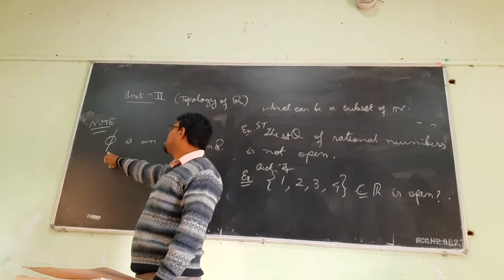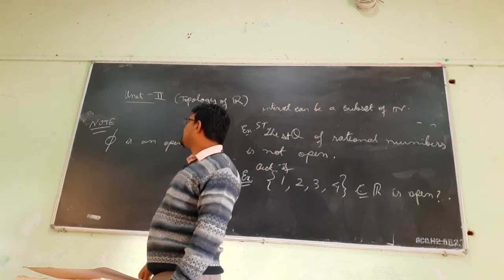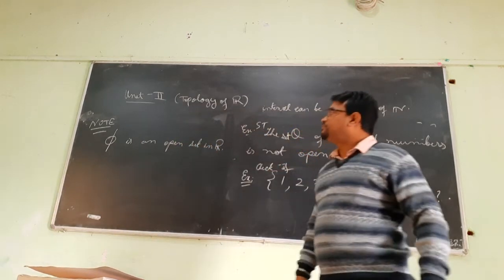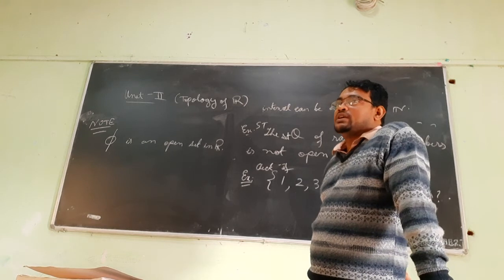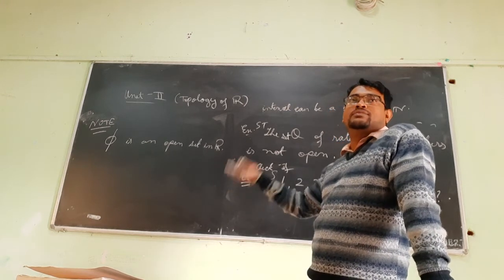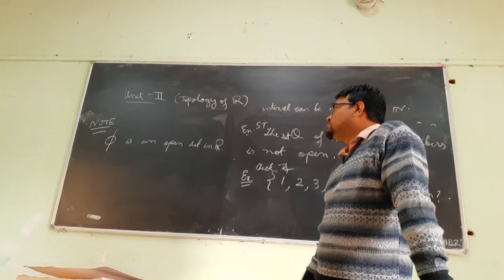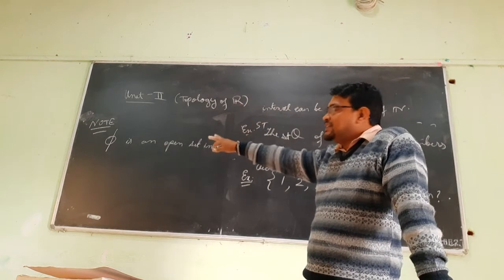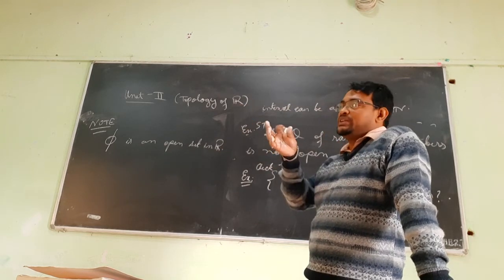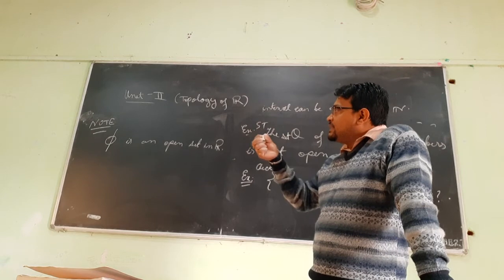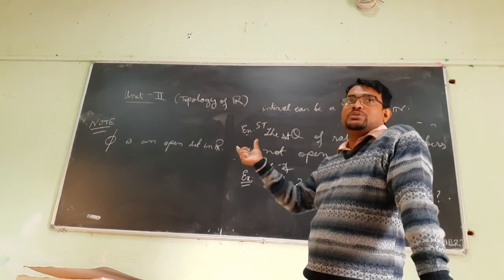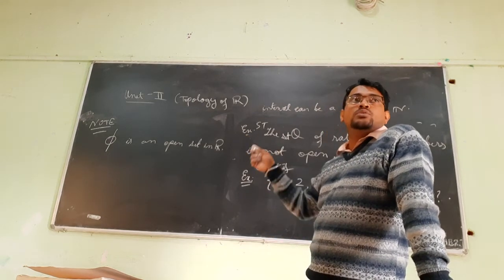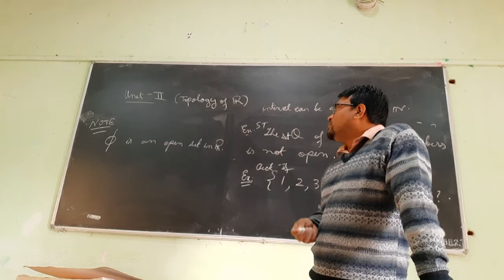So here, what is happening? The set phi itself doesn't contain any element, so we cannot test the condition. The set will be open if for every element in that set we can find an open interval which contains that element and is a subset of the set. Here the test cannot be done. So what should we conclude? Is it open or not?